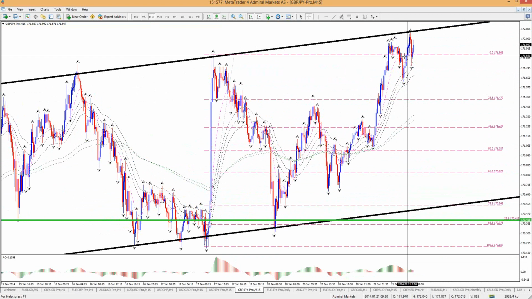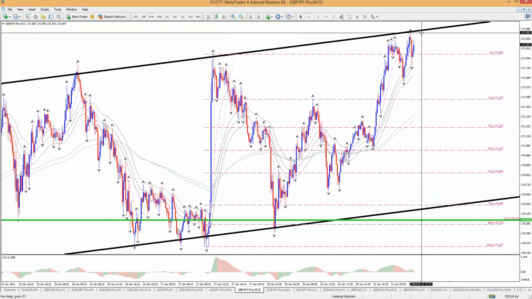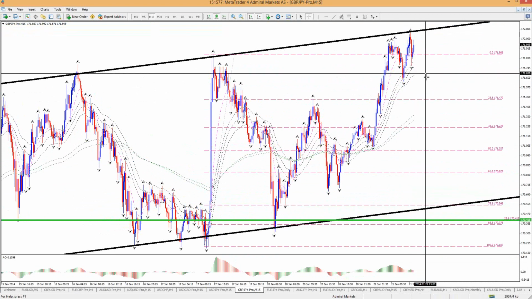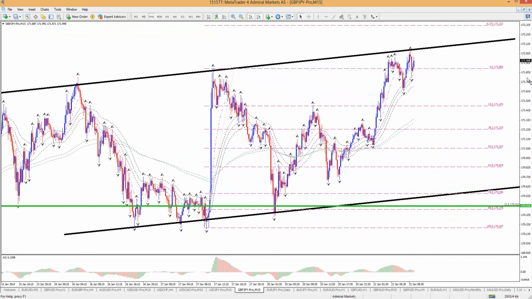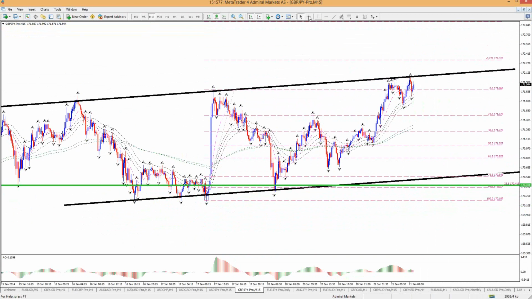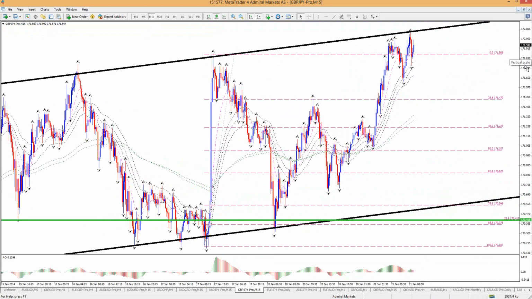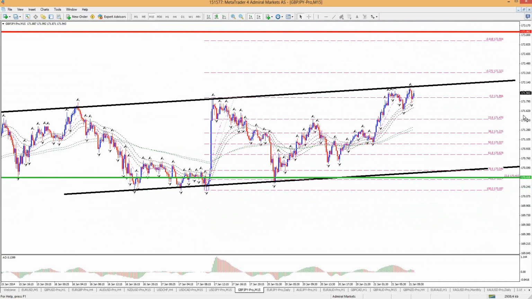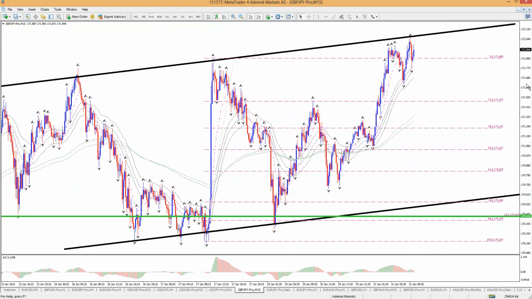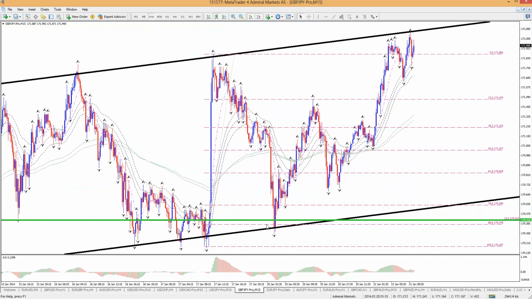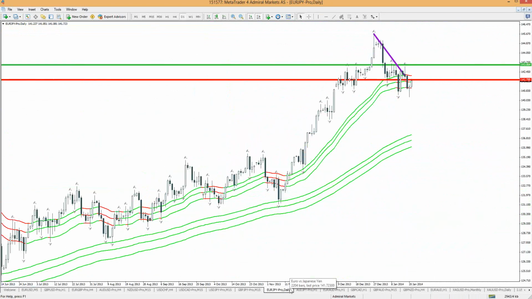Yeah, so the entry could be above this fractal. The stop loss could be below this fractal at the moment. That's about 45 probably, 50 maybe, 50 pips for a potential of 80, maybe even more. Not too shabby. Euro yen.